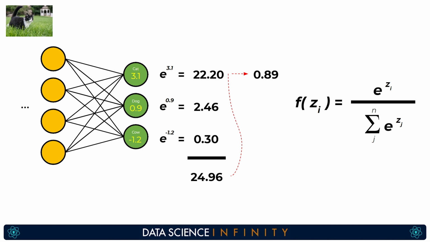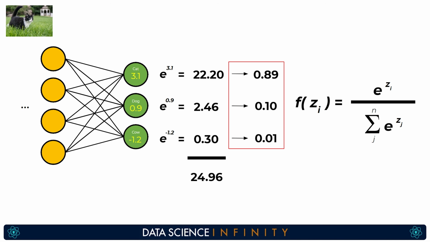If we did the same thing for the other two neurons, for dog and for cow, we would get values of 2.46 divided by 24.96 for dog, which gives approximately 0.10 or 10% probability, and then 0.30 divided by 24.96 for cow, which gives about 0.01 or a 1% probability. So once we've applied the softmax function to our output neurons, we end up with very clean probabilities across all classes that add up to a total of 1, or a total of 100%.